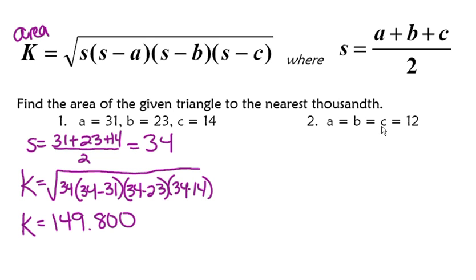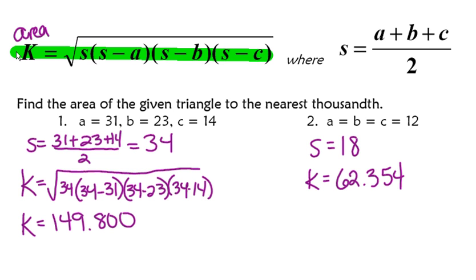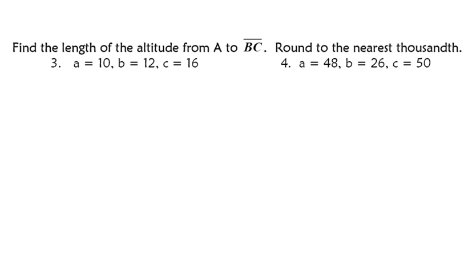I would like you to try it with this equilateral triangle. I need you to tell me what S is, and then I need you to tell me what K is. Go ahead and do that and come back when you have an answer. Hit pause now. You should have gotten that S was 18, and so therefore when you plug it into Heron's formula, you would have gotten 62.354 for the area of that triangle. Now, one thing I don't think I mentioned, you need to memorize this formula and how you find S. Like any other formula we give you, we expect you to have this memorized.